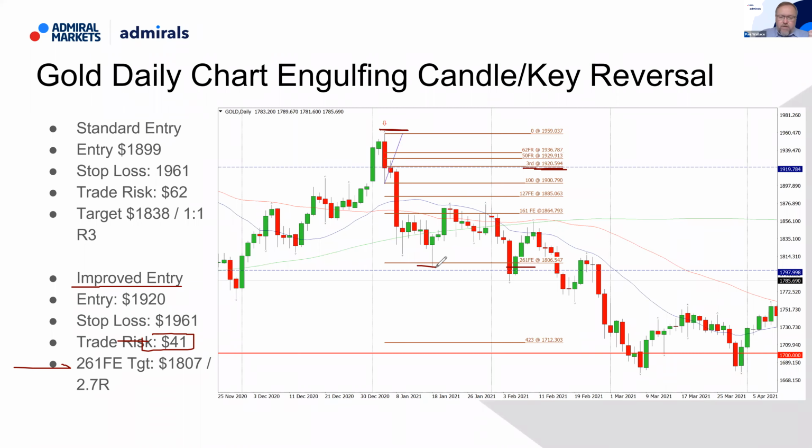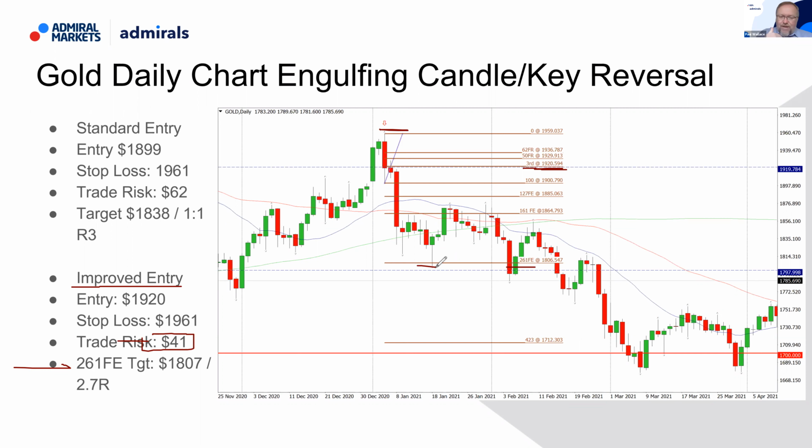So the same trigger candle has given us two different types of entry. The standard entry has worked out nicely and generated a 1-to-1 reward to risk ratio. But the improved entry, using the pullback of a third of the way into the candle with your stop in the same place, has generated 2.7 R, not 1-to-1, from pretty much the same trade. So hopefully that gives you a little bit of insight, from just the same setup.